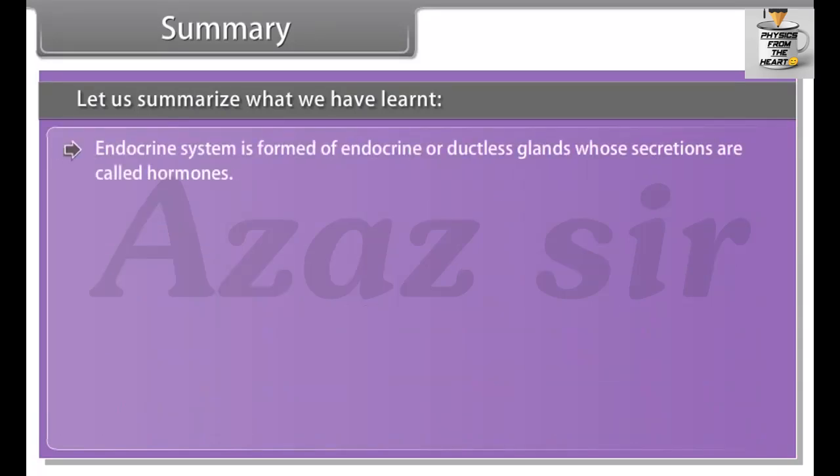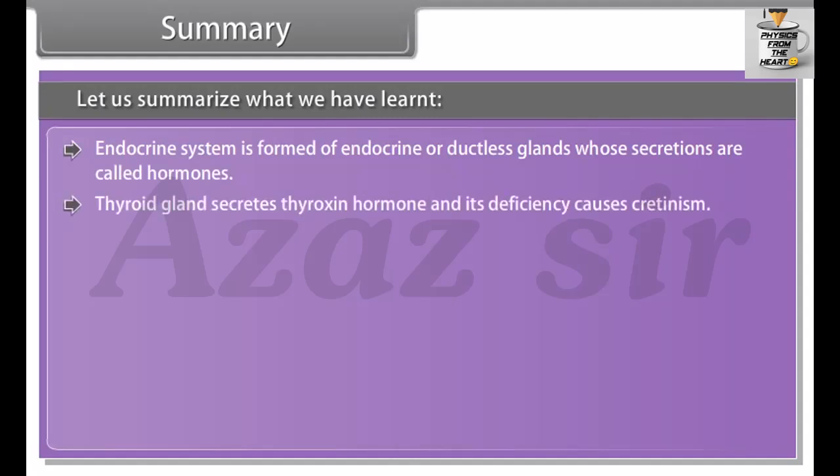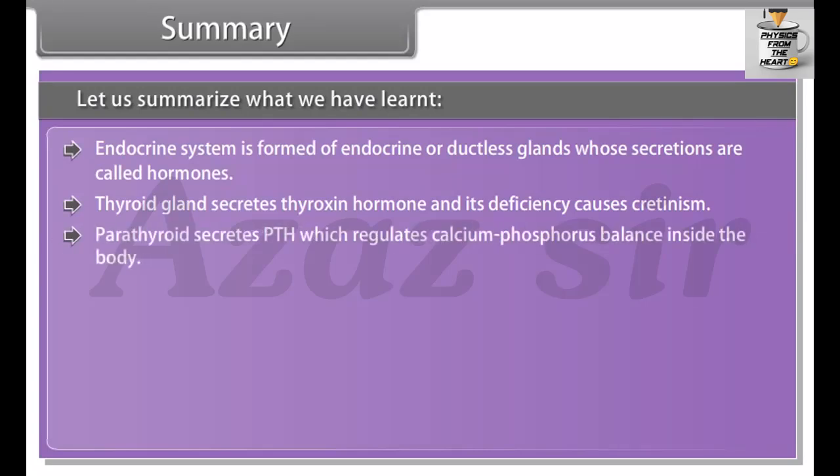Endocrine system is formed of endocrine or ductless glands whose secretions are called hormones. Thyroid gland secretes thyroxine hormone and its deficiency causes cretinism. Parathyroid secretes PTH, which regulates calcium-phosphorus balance inside the body. Adrenal glands secrete two hormones, corticoids and adrenaline.